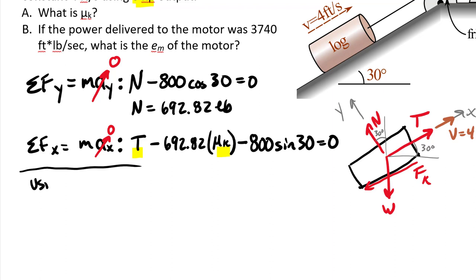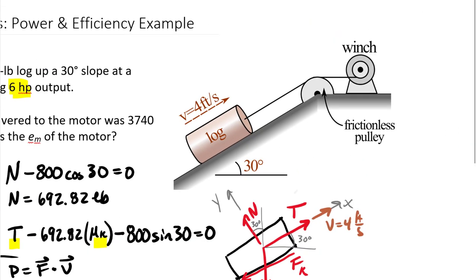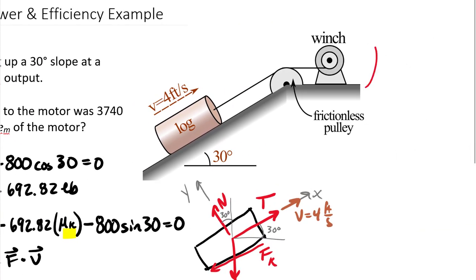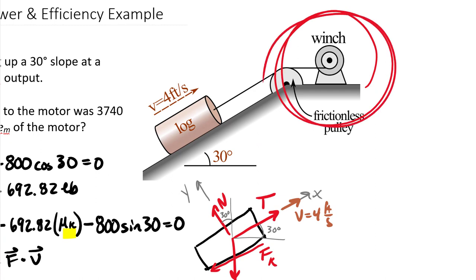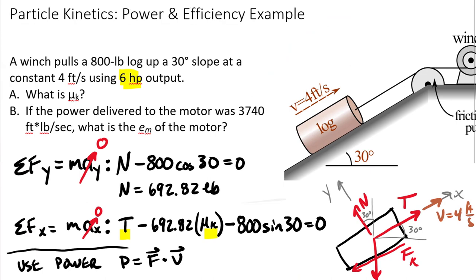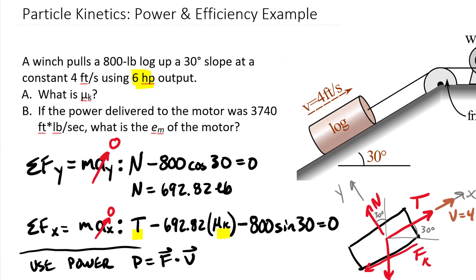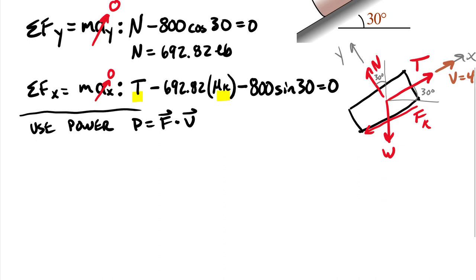And so we are going to use power. And that gives me P is equal to F dot V. Okay, so we know our velocity, we know that our F fundamentally in this problem is our tension. The reason I know that is because this power equation is basically looking at this winch. So this winch has a certain tension that it's pulling, and it's pulling that tension at a given velocity.